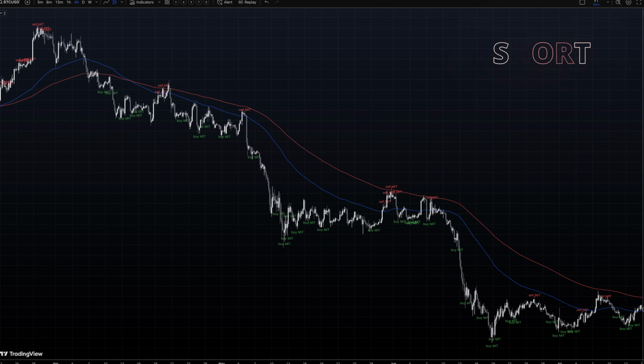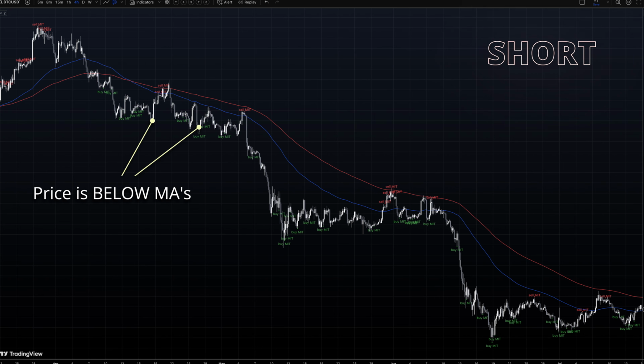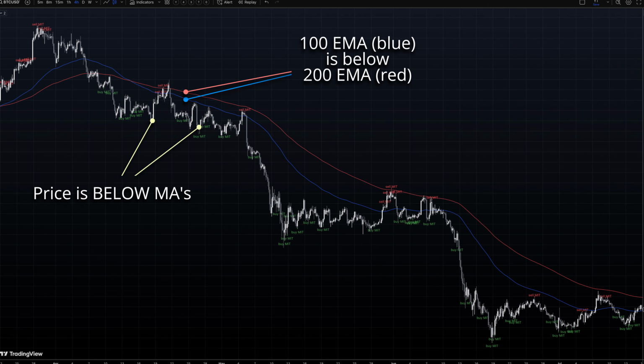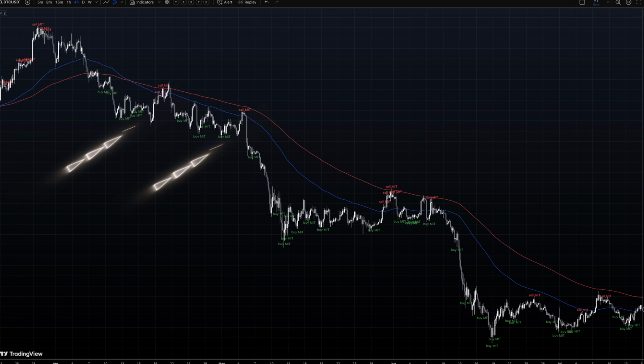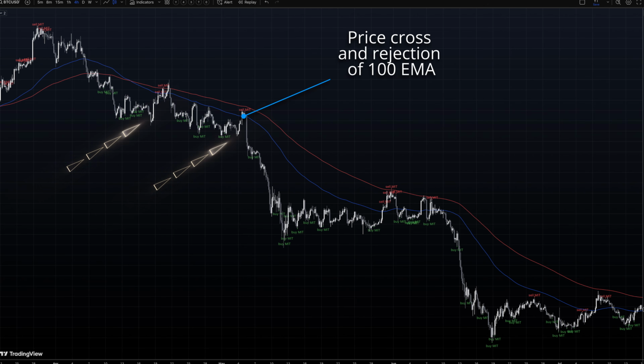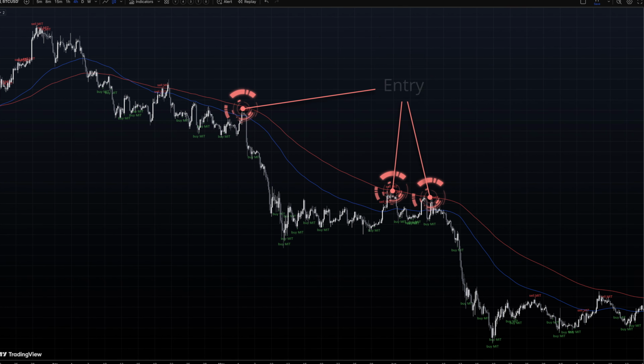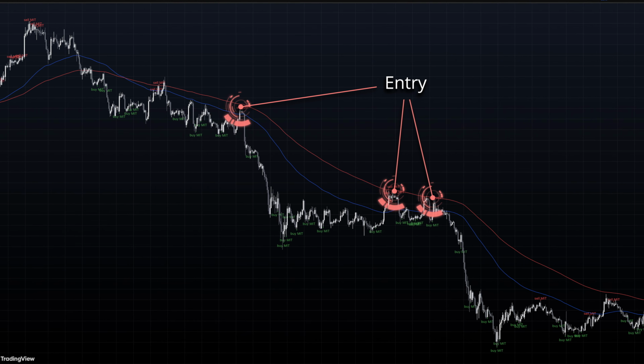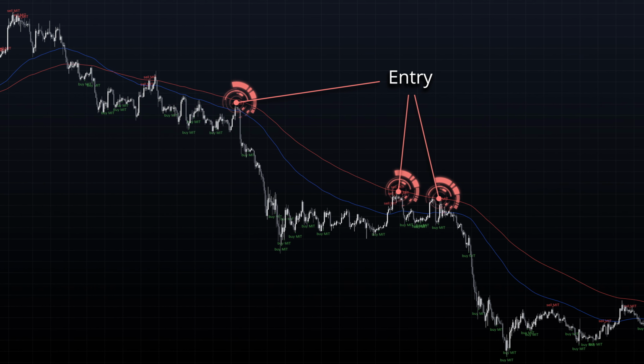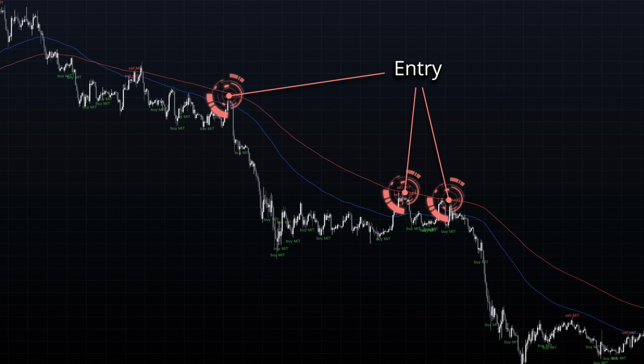To enter a short position, price must be trending below both EMAs, with the blue line below the red one. Wait for a pullback. During a pullback, price must cross above the 100 EMA, blue, and get rejected, but not cross the 200 EMA, red line. Enter when the engulfing candle indicator gives a sell signal. Use at least 1 to 2 risk-reward ratio for effective risk management.